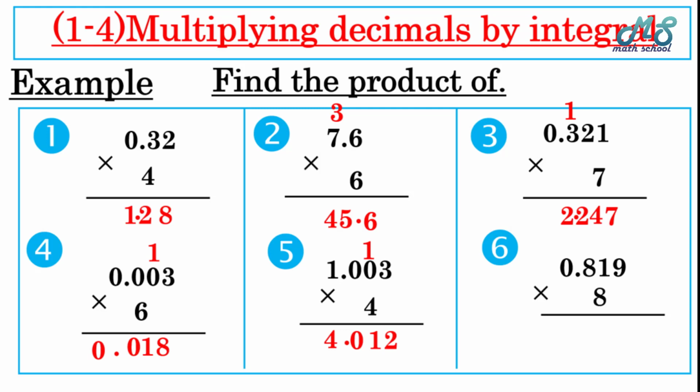Finally, guys, 0.819 times 8. Ignore the decimal point. 8 times 9 equals 72. Write 2 and keep 7 up. 8 times 1 equals 8 plus 7 equals 15. Write 5 and keep 1 up. 8 times 8 equals 64 plus 1 equals 65. Insert the decimal point after 3 digits from the right. We will get, guys, 6.552.